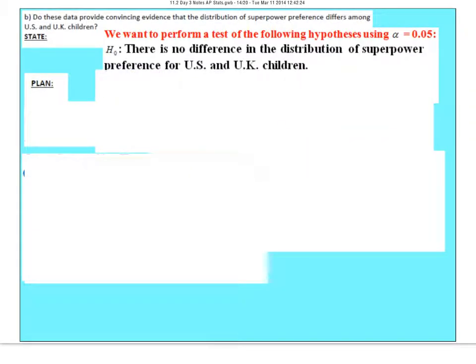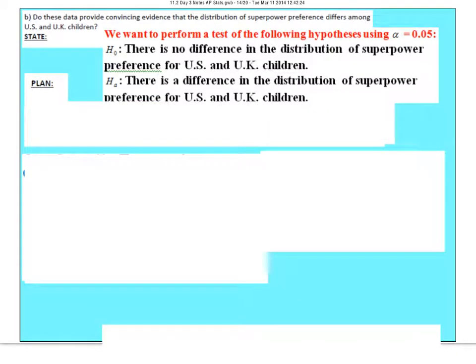There's no difference in the distribution of superpower between the US and the UK students. But I do think there is, so H sub A: there is a difference in that distribution of superpower. My plan, again, let's just check for the randomness on here.